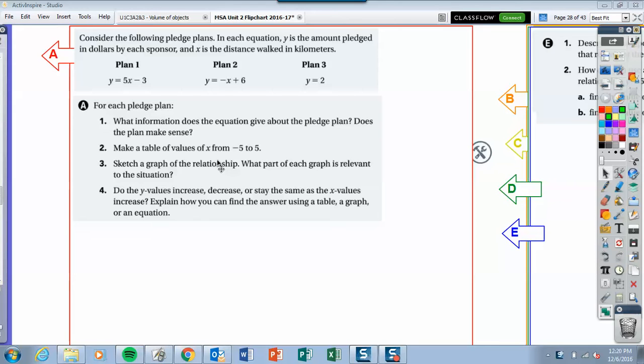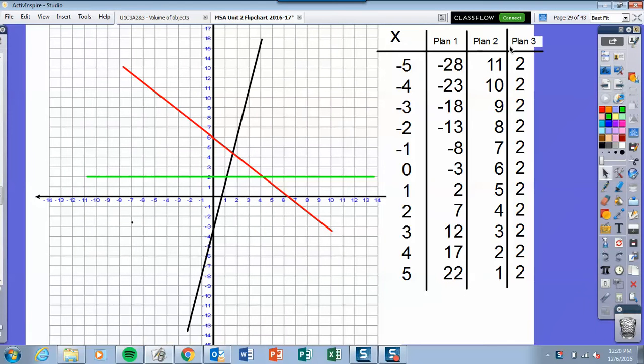We did A1 together, and we started A2. Your A2 should look like this, table right over here, where plan 1 is starting at that -3, that y-intercept. Plan 2 is starting at 6, that y-intercept, and then plan 3 is 2 all the way down. You'll notice there's some patterns that are going on here.